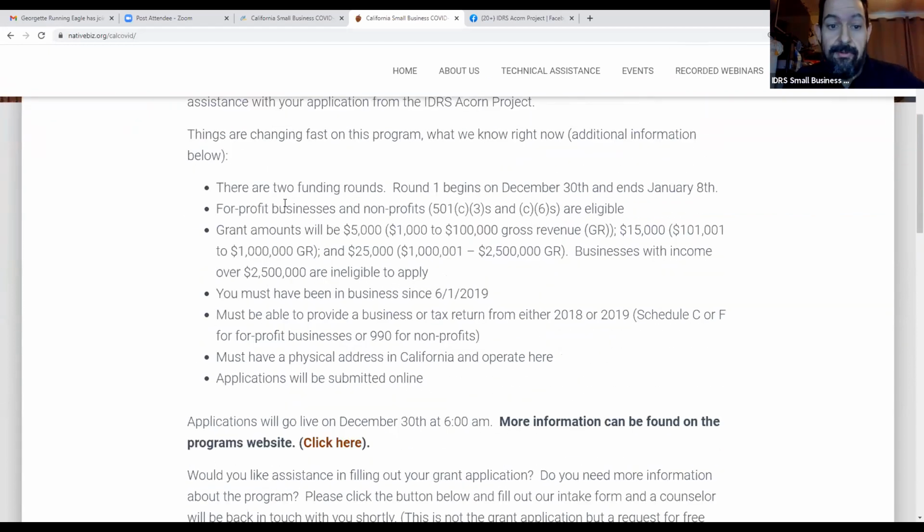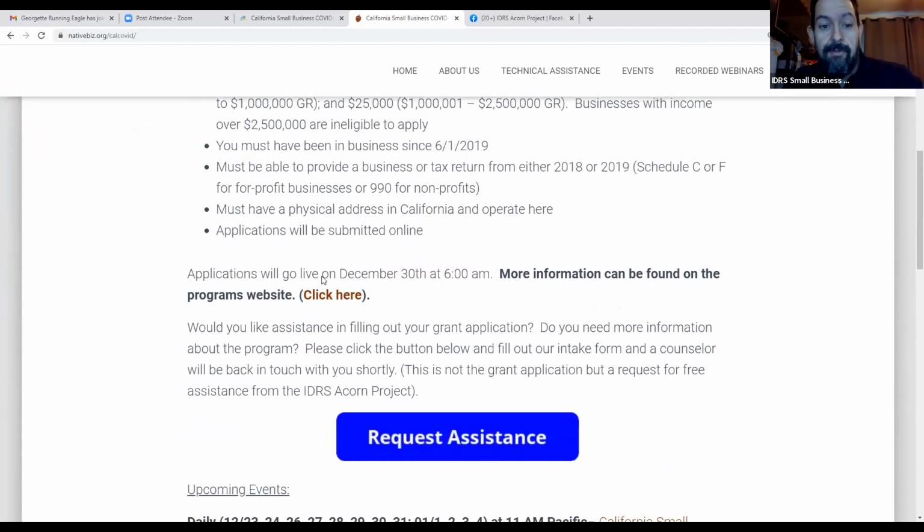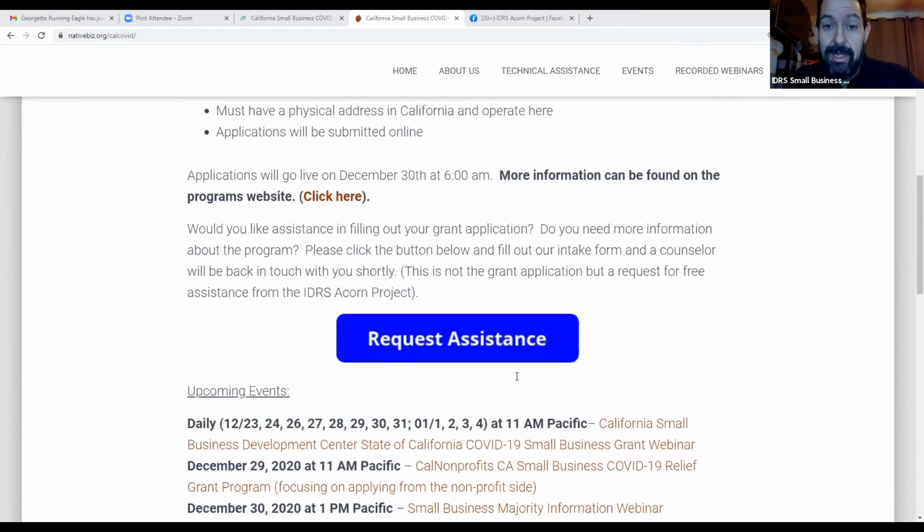You can see we have some information here about the grants. If you click here on this first link, that takes you to the grant website where you can apply. And then we have a big blue button, and that big blue button is if you want IDRS to assist you and apply for this grant. Just click that button and it'll go to our spreadsheet.